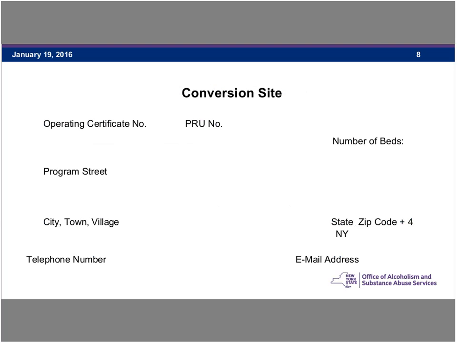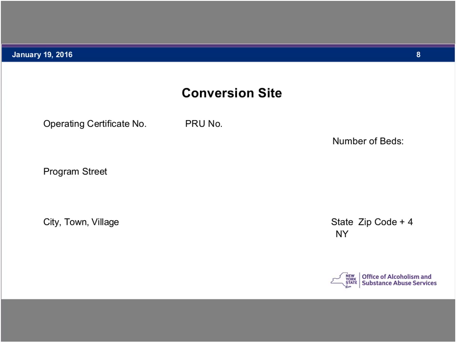The next section is the conversion site. And here, this particular site will really look at the program address where the services will be provided, the conversion site, where is your PRU, where is it located, and that's the address that you will provide. On the operating certificate, your specific designation will be noted once the application has been approved. The application is connected to the specific PRU. Therefore, if you have multiple PRUs, you will submit an application and identify the element for each PRU for which you are applying.